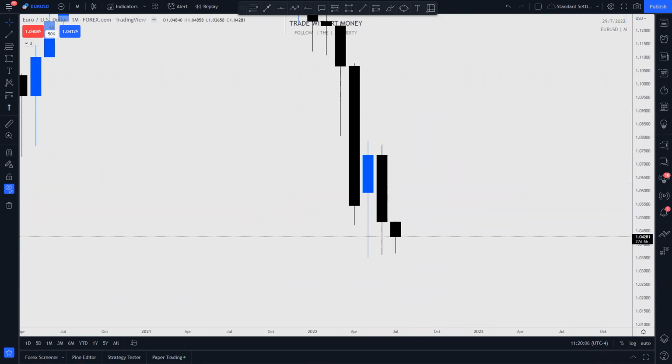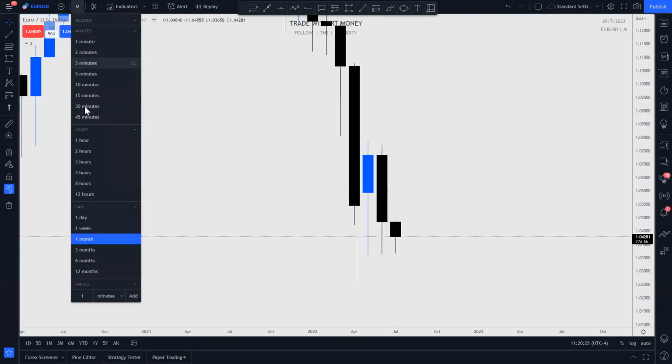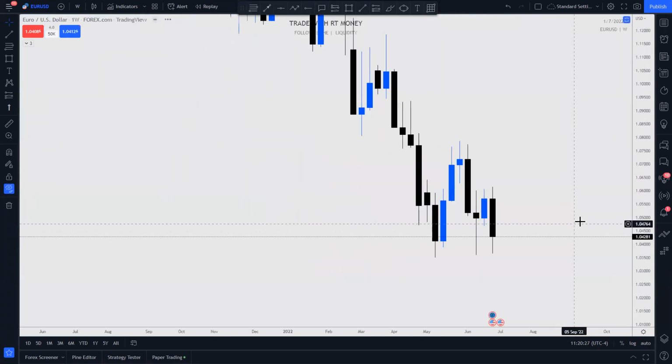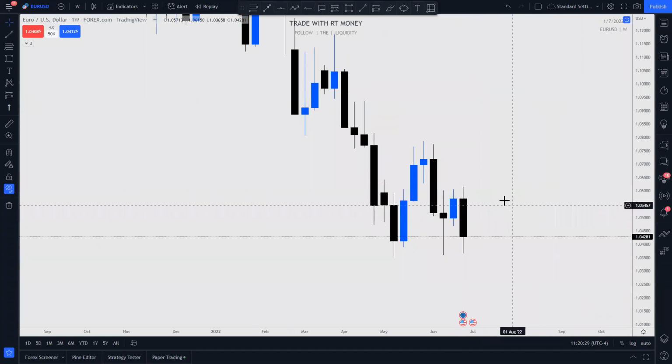Is there a possibility that price can come back up and maybe test the base candle of this bearish engulfing? Well, it's kind of like bearish engulfing, you know what I mean? But yeah, there's a possibility that it could come back up a little bit and then come back down. Let's look at the weekly. There's a possibility, but not a strong one.